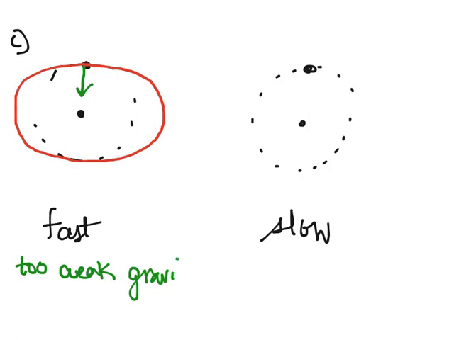If it's too slow, quote unquote, what that means is gravity is too strong for it to go around in a complete circle, and so gravity's going to pull it in tighter, and you'll get an oval on the inside of a circular motion. So, too strong.